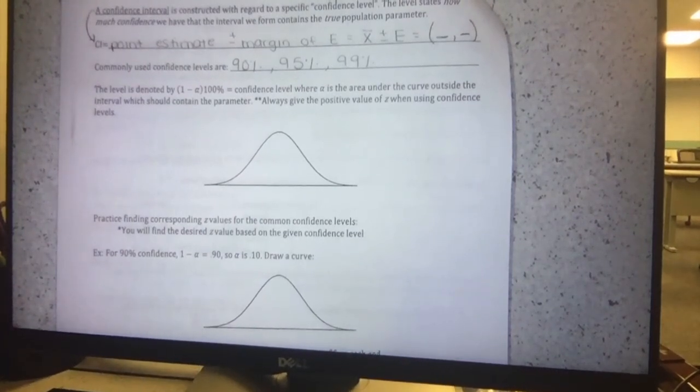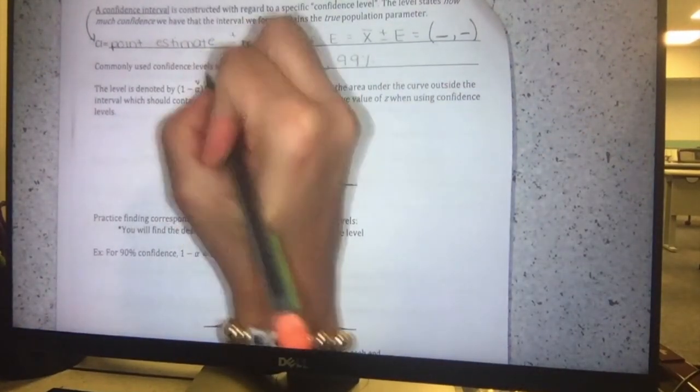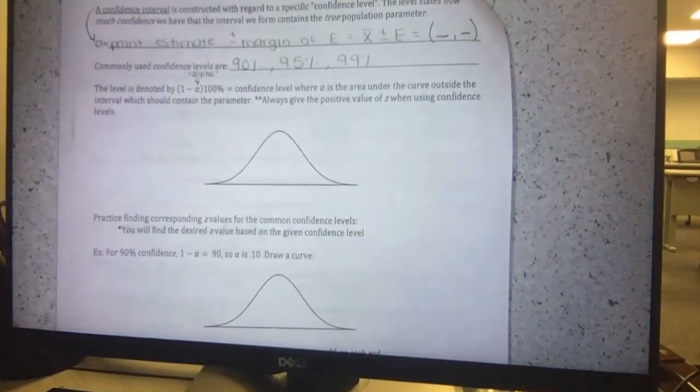So to find these levels, the level is denoted by writing 1 minus alpha, the lowercase Greek letter alpha, times 100%. The confidence level is where alpha is the area under the curve outside the interval, which should contain the parameter. Always give the positive value for z when using confidence levels.